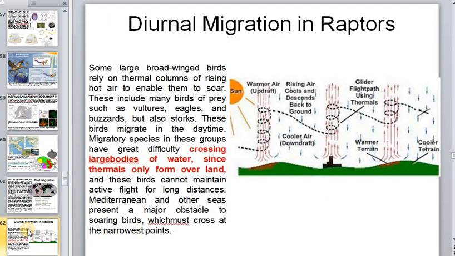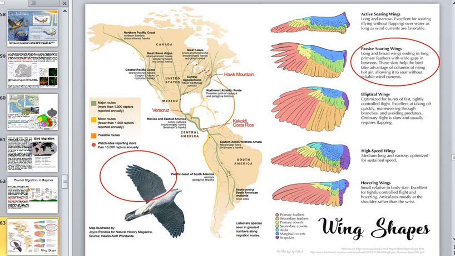Diurnal migration in raptors. Most kinds of birds move only in the daytime, not only because of the sun position. Some large broad-winged birds rely on thermal columns, using hot air to save energy. Migratory species in these groups have great difficulty crossing large bodies of water, since thermals form only over land, because areas with water don't give these heat columns. And this is a very good example of wing shape.